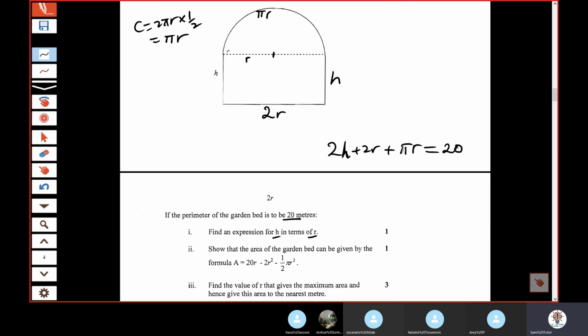equals 20. And then 2h equals 20 minus 2r minus pi r. Divide everything by 2. H is 10, take away r, take away pi r on 2.